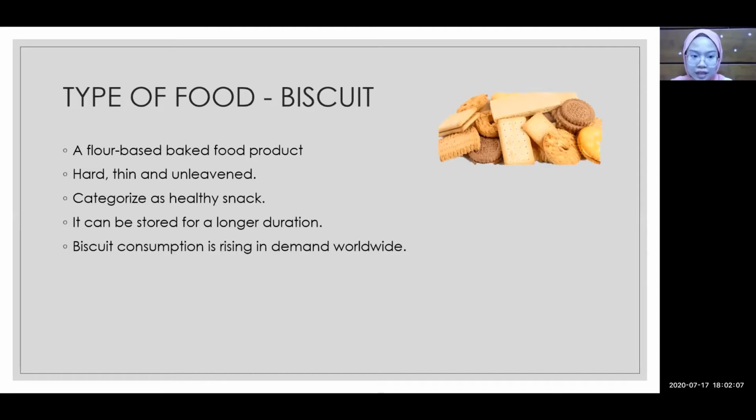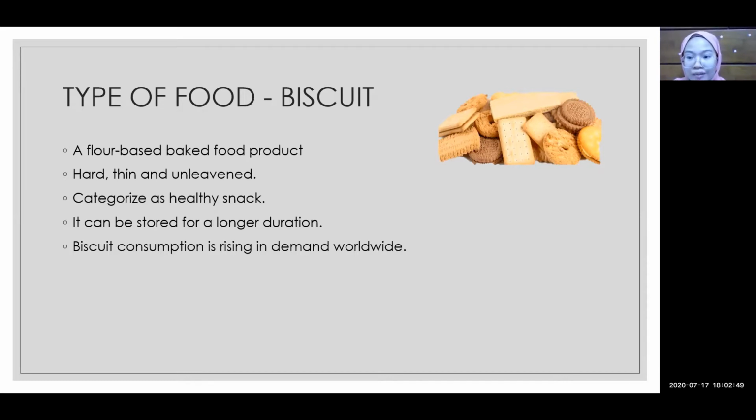So it is a flour-based baked food product, and it is usually made from flour, egg, salt, butter, and vegetable shortening with a baking powder. So different types of biscuit come with particular mixing, forming, and baking processes. It is also categorized as a healthy snack as it has a hard, thin, and unleavened texture.